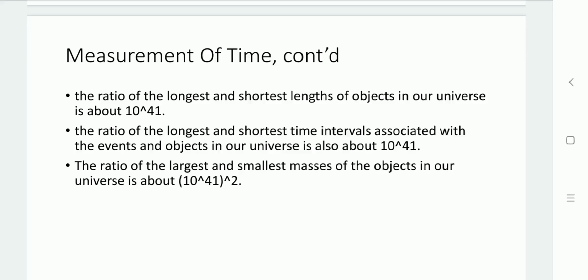Here all these quantities are not related to each other. They are irrelevant to each other, but still we are getting a common ratio over here. Right? Clear for the measurement of time?